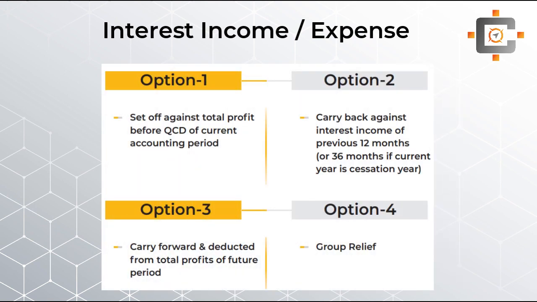Generally, what kind of options do we usually have while we set off our losses? The same kind of options we will have over here also, students. You can see on the screen, the deficit from the non-trade interest will have, first, the current year option, then the carry back option, then the third option is the carry forward option, and the fourth option is group relief.